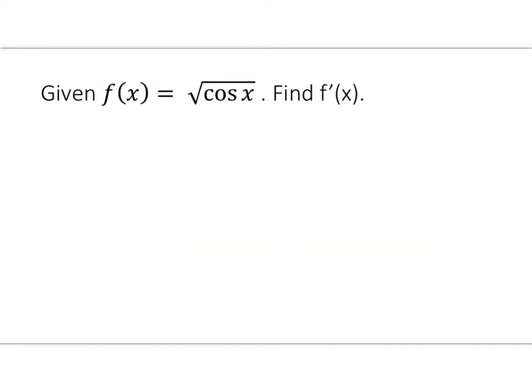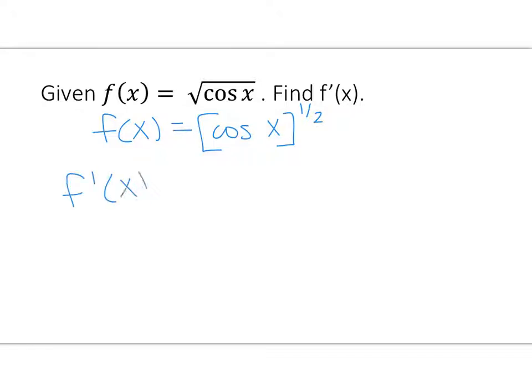Now here we're taking f of x equals the square root of cosine x, and we want f prime. When I'm dealing with taking derivatives and everything, a square root sign isn't as helpful, so I'm going to rewrite this as an exponent. So this is (cosine x) to the 1/2 power. And now I can see this kind of follows my last one. So to find f prime of x, I use my power rule first.